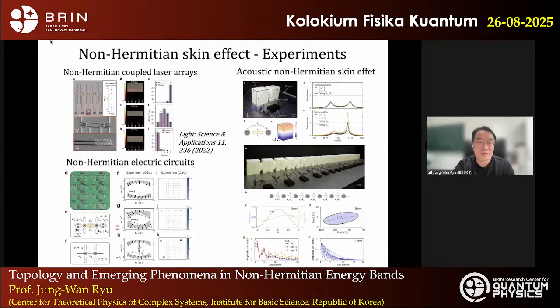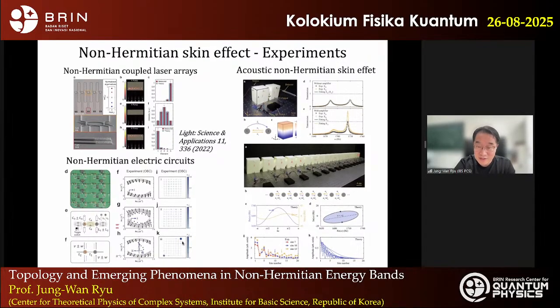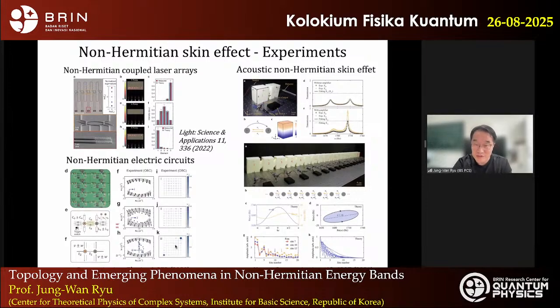For example, here, this is an electric circuit. They make a two-dimensional electric circuit. And in one direction they have the non-reciprocal hopping like this. So they found the edge states, in this case two-dimensional edge states, so they are point or line. So you can make a two-dimensional system using non-reciprocal hopping. And there is some experimental realization. You can find this paper.